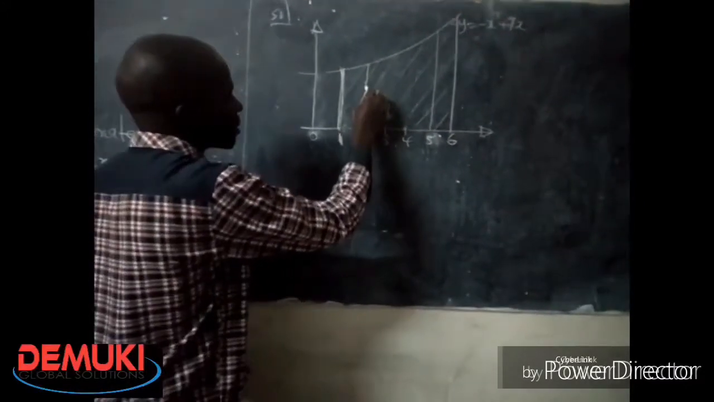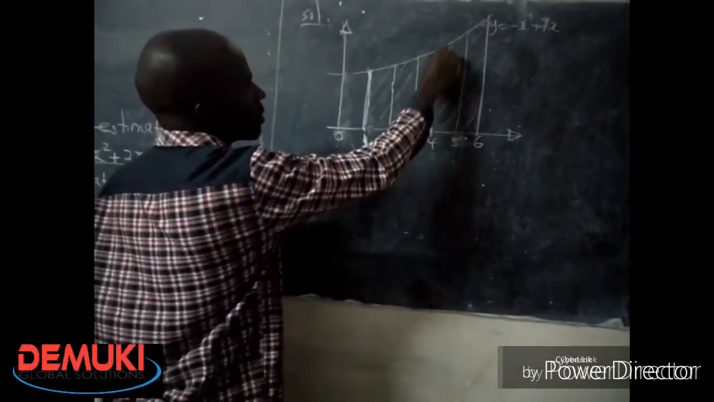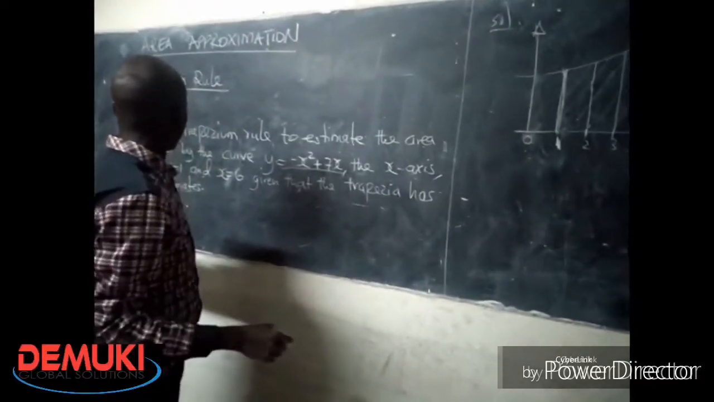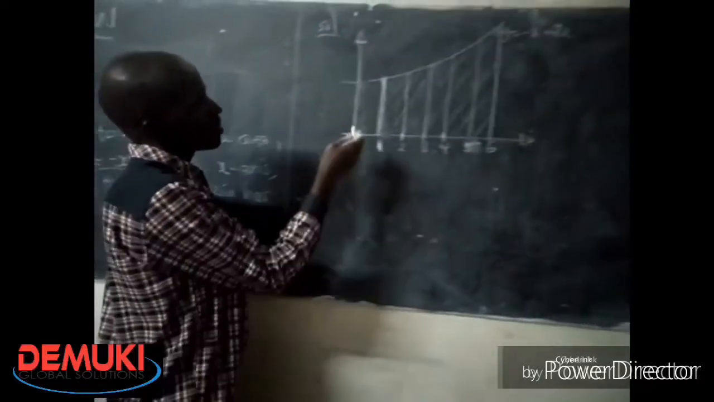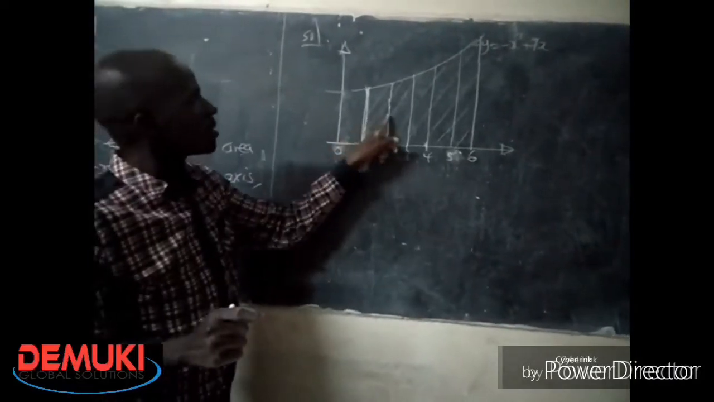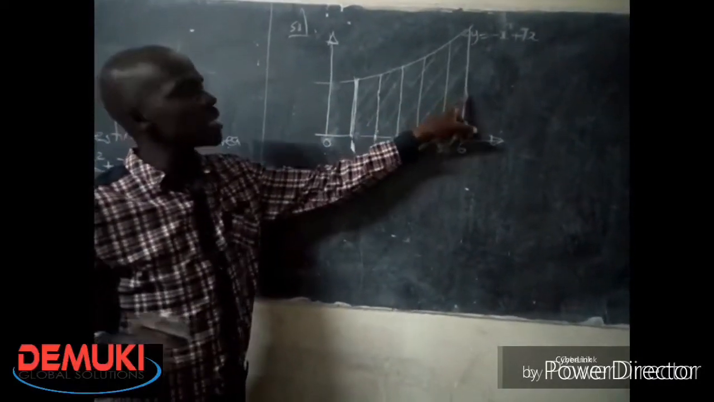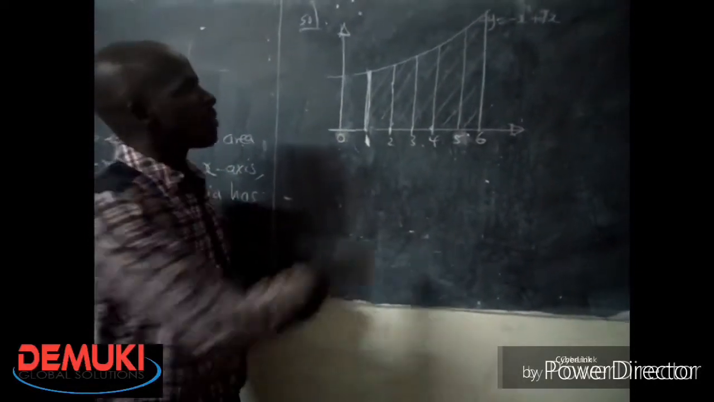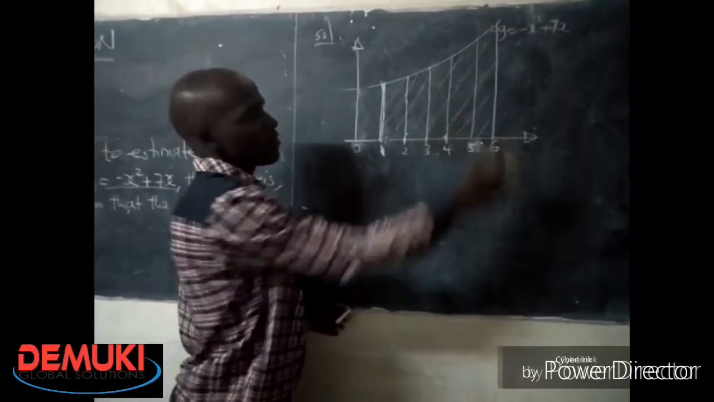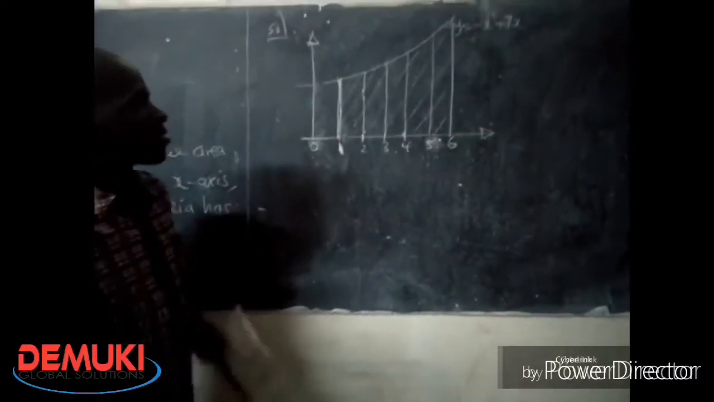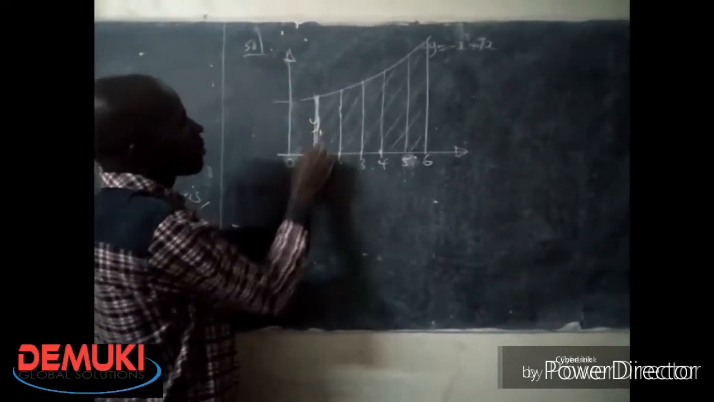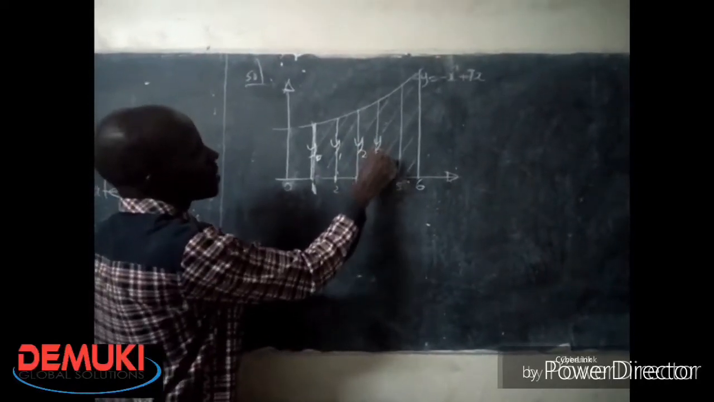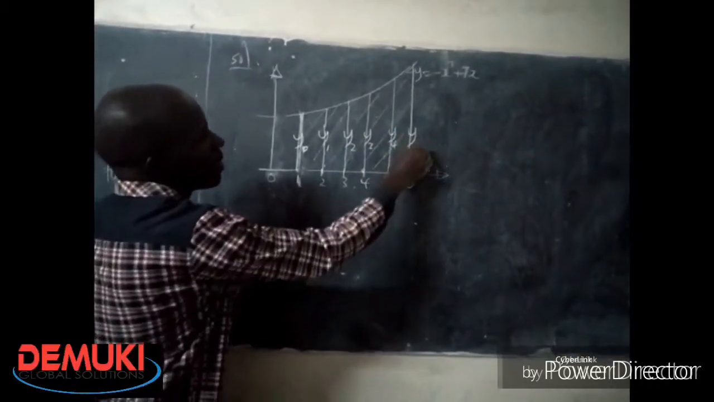So I can subdivide it this way. I've been told it should have 6 ordinates. Let me see whether it has 6 ordinates: 1, 2, 3, 4, 5, 6. Good, the ordinates are 6. And how many strips do I have? 1, 2, 3, 4, 5. So 5 strips, 6 ordinates. So I can begin with, this is my y0, y1, y2, y3, y4, and the y5.